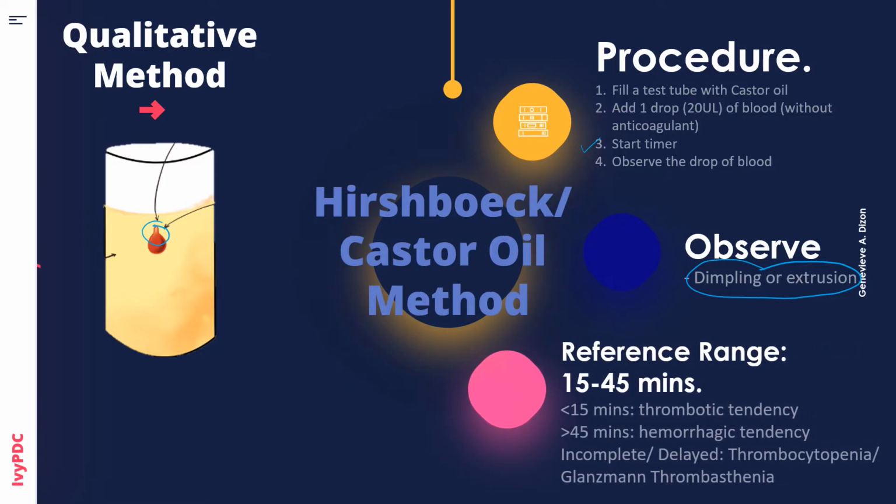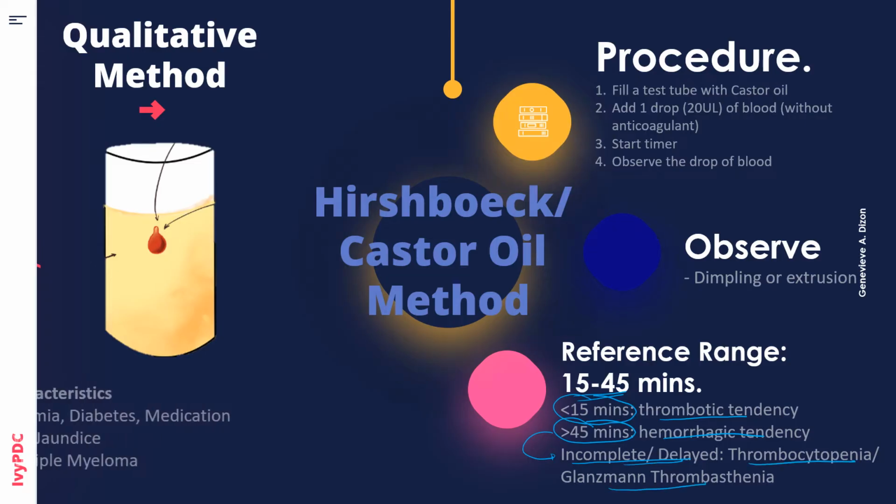Reference range for this test is 15 to 45 minutes. Less than 15 minutes may mean that there is thrombotic tendency for the patient, and more than 45 minutes is hemorrhagic tendency. Examples of these incomplete or delayed results may be thrombocytopenia and Glanzmann thrombasthenia.